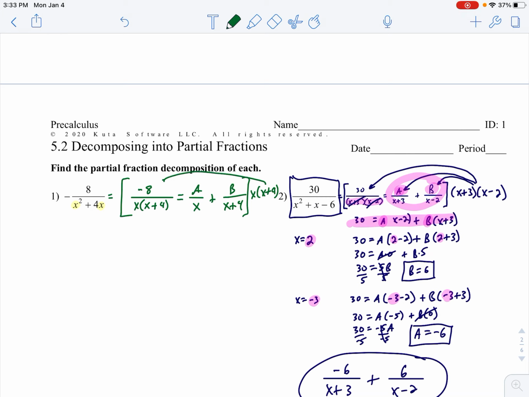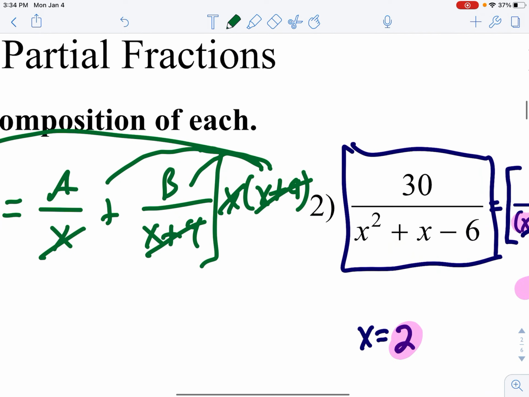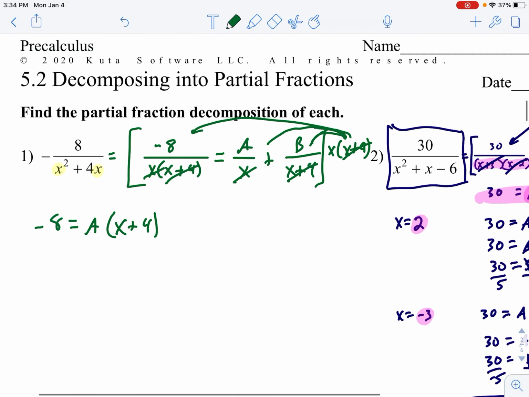So when we distribute to here, that all cancels out. We get negative 8 equals. When we distribute here, the x cancels. We get a times, if it cancels with that x, it's going to give us x plus 4. And when we distribute here, the x plus 4 cancels, but that x is no longer canceled. It's still there. So that distributes and becomes plus bx.